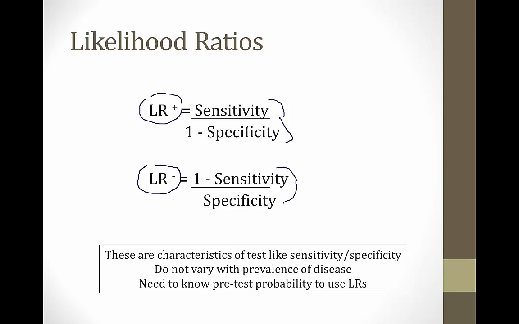And some key points I've written down here. These are characteristics of the test itself, like sensitivity and specificity. They do not vary with prevalence of disease the way positive and negative predictive values do. And another thing to know is that you need to know the pre-test probability in order to be able to use these to determine the post-test probability of a patient with either a negative or a positive test result.